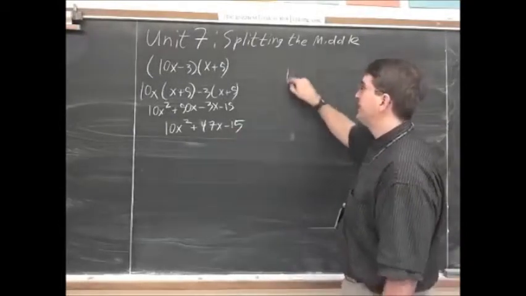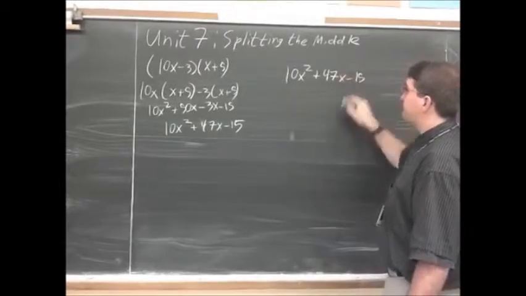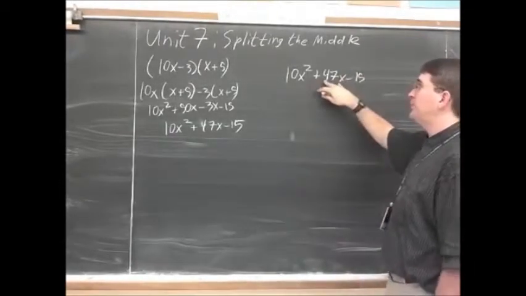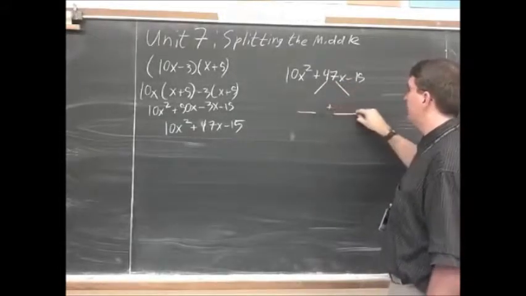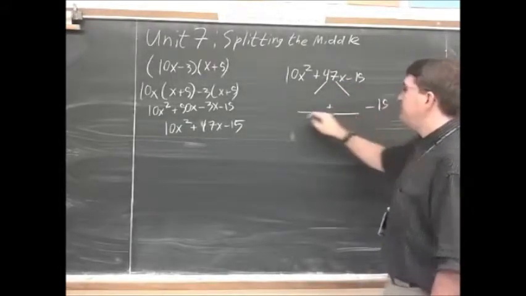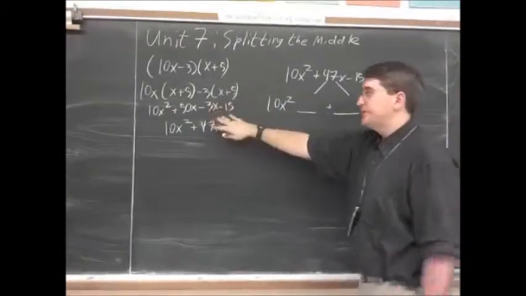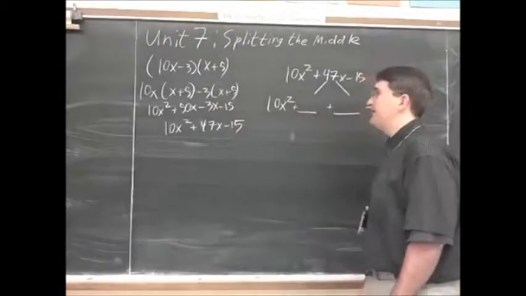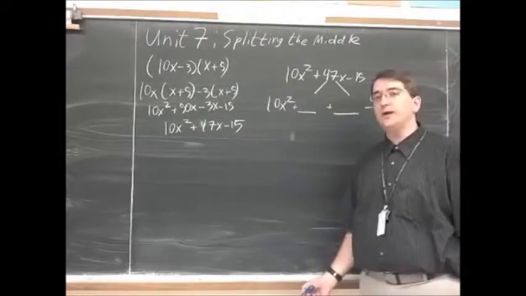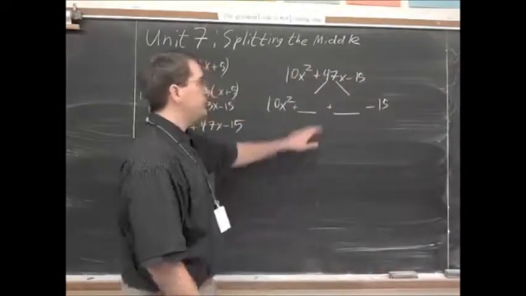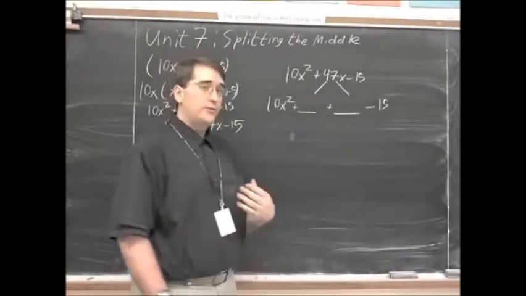So if we were starting here at 10x squared plus 47x minus 15, we would need to figure out a way to split the middle term into two terms that we could then use to factor by grouping. The issue, of course, we know what it should be because we've already multiplied it out. But the issue is, as things stand right here, we don't really know how to do that. We don't really know what two terms to split the middle term into. So the way it works is this.